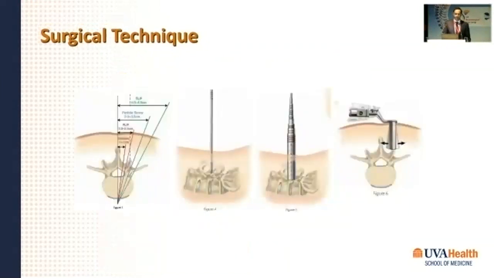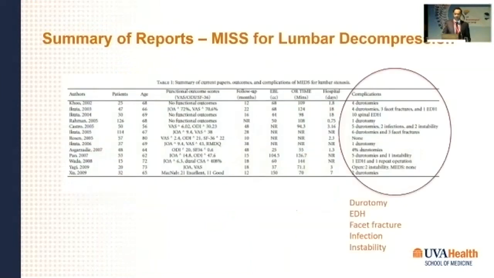These are just images describing the various surgical approaches using tubular retractors. Now, looking at the complication profile in the adult population, you can see that durotomies, epidural hematomas, facet fractures, and infection and instability are all possible. But again, this probably has to do with the learning curve and decreases over time.